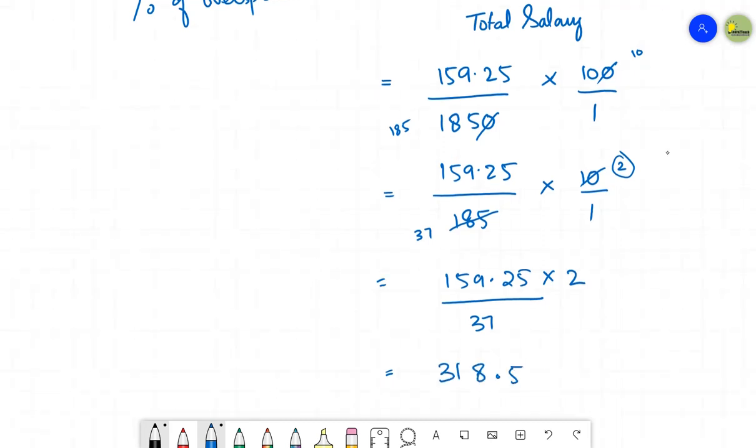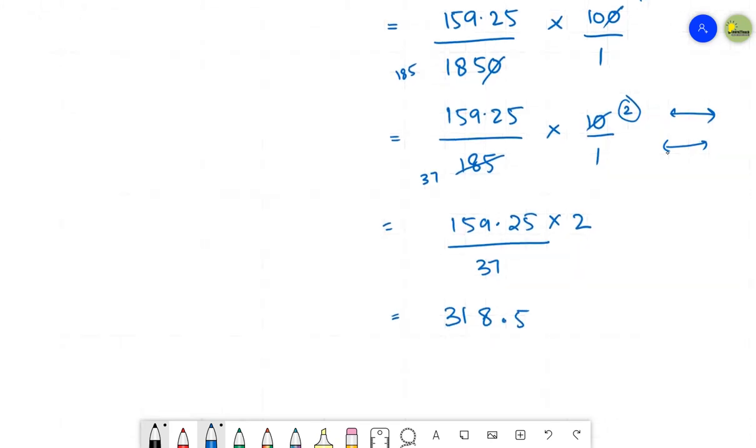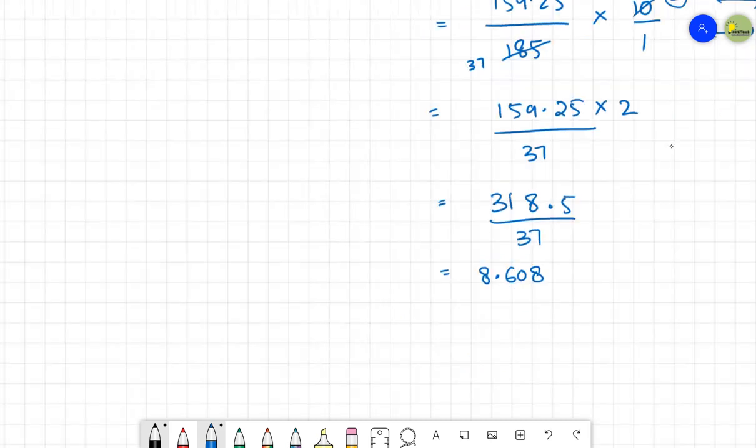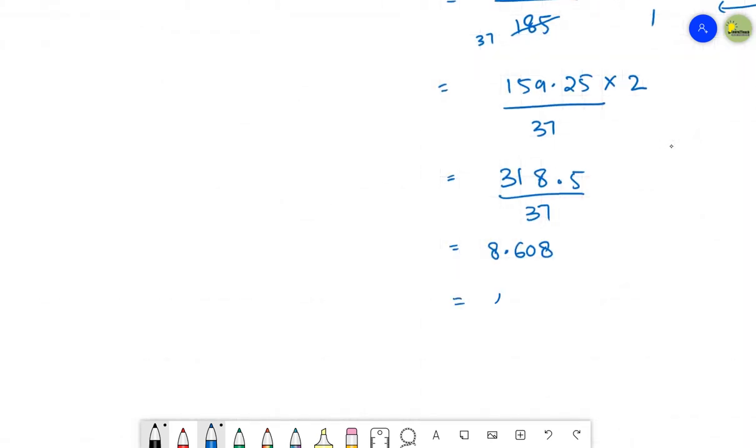First of all, after cancellation, you have to multiply numerator with numerator and denominator with denominator. So 37 multiplied by 1 remains 37. So it will be 318.5 divided by 37. Now let me divide it by 37 so that I will get 8.608. Or you can write it like this, 8.61. You can round this figure off.